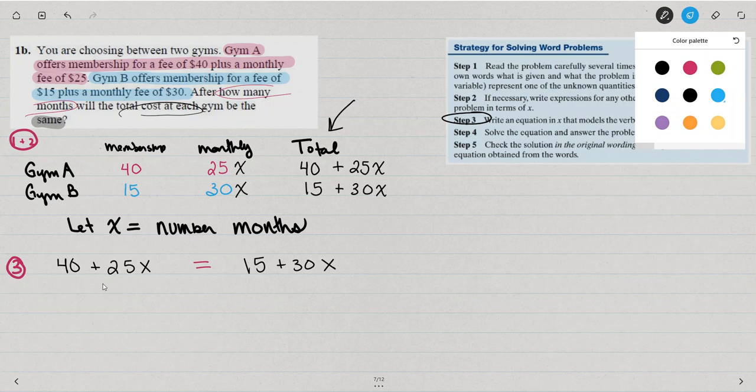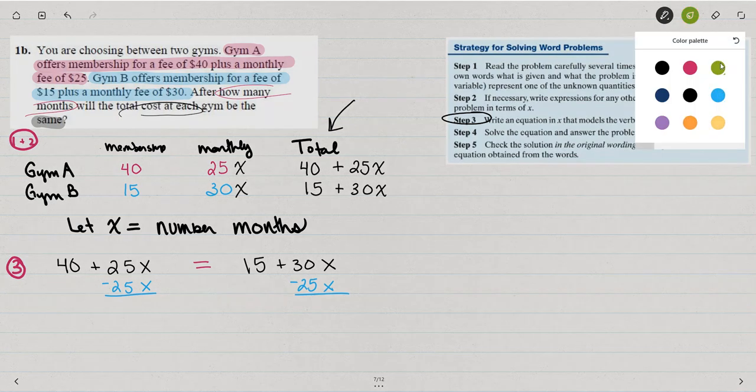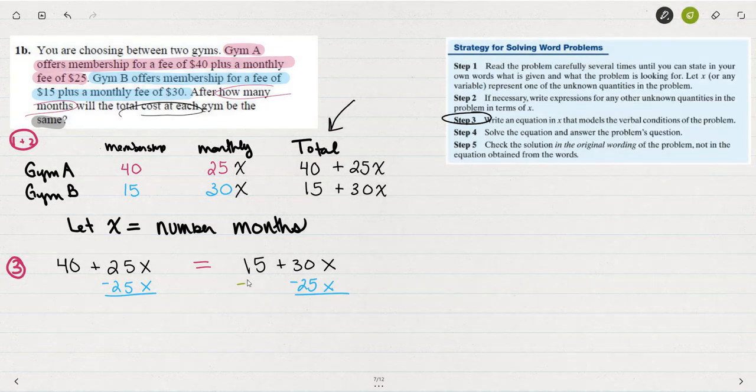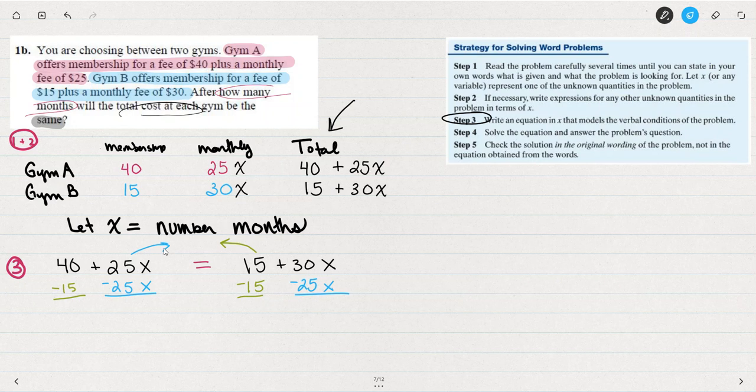Let's solve for x. I'm going to move the 25x over to the 30x, so I'll subtract 25x from both sides. And I'm also going to subtract 15 from both sides. So the 15 will move over to the left, and the 25 will move over to the right. So that'll put our x's on one side and the other things on the other side.